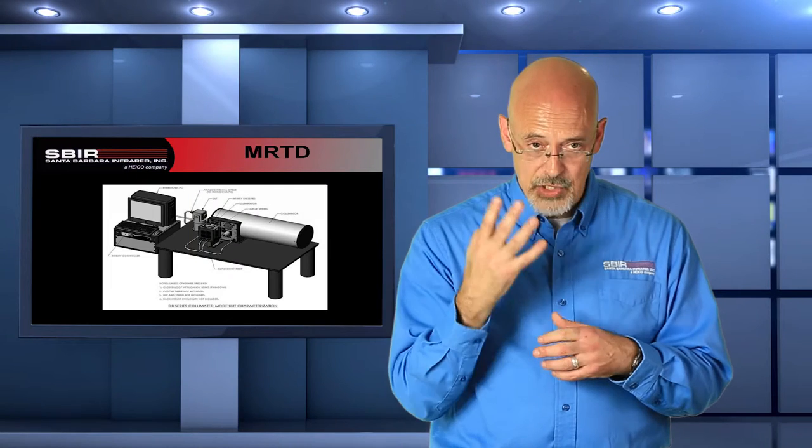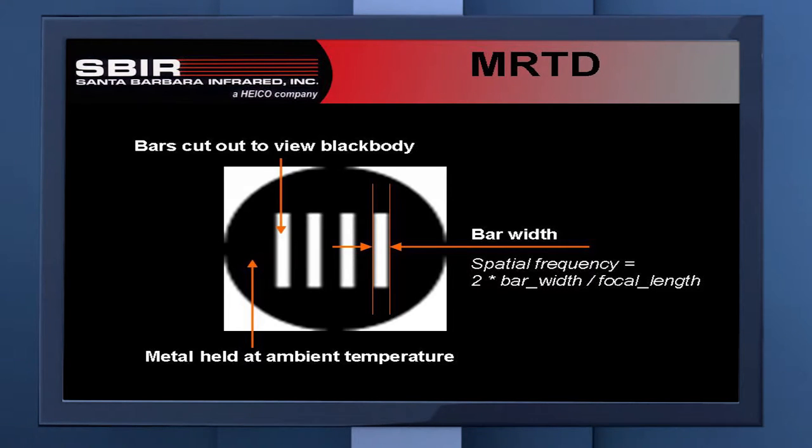What we need is that four-bar target. That's the target that goes right at focus. And this is how they're typically constructed. We have a piece of metal. We've drilled these four bars into them. And we know the size of the bars, and that determines our spatial frequency. We know the size of the bars. We know the effective distance to the optics of the target system.